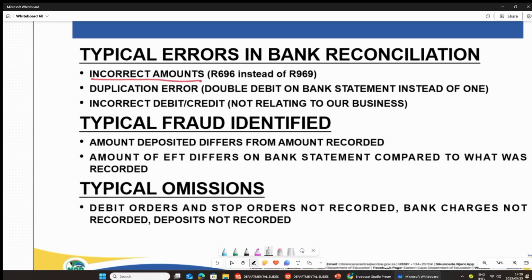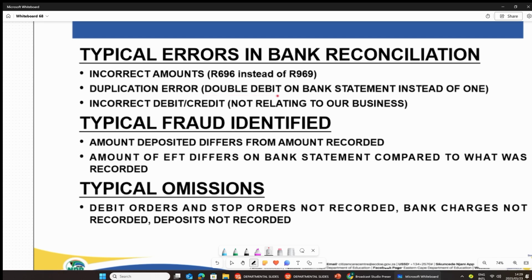The typical errors, grade 12s, that we normally get with the bank reconciliation is when there are incorrect amounts recorded, for example, 696 Rand was recorded instead of 969. The amount looks similar, but they are different. Hence, we need to correct that error. There can also sometimes be a duplication error. What do I mean by duplication error? Instead of a payment going off our bank statement as a once-off payment, it goes off as a double payment within the same month. Then we need to also reconcile that.